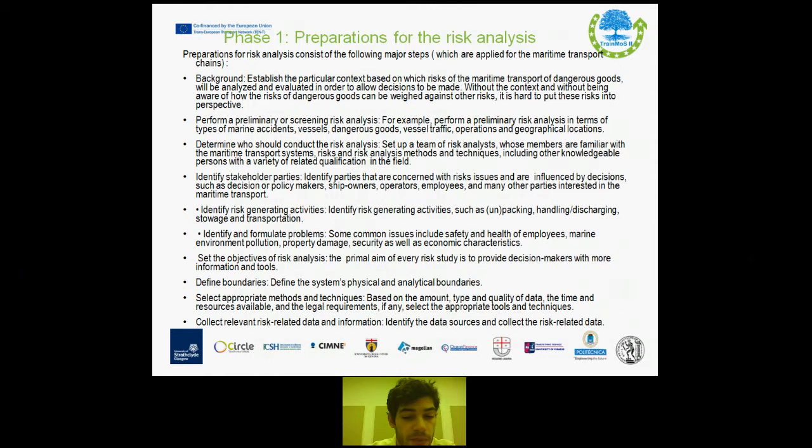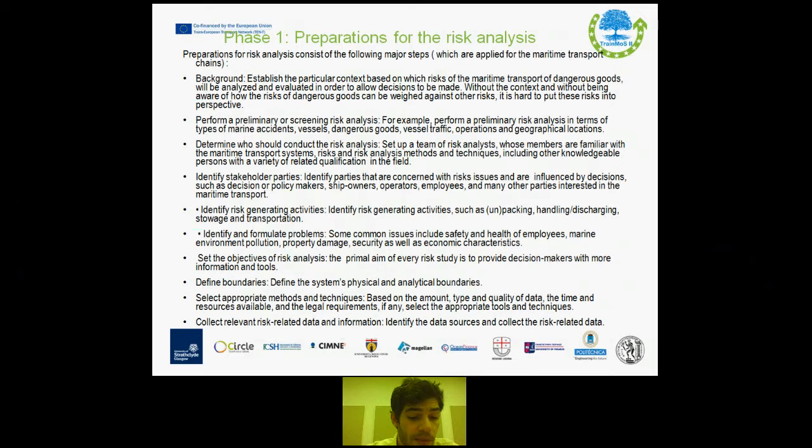Identify and formulate problems. Some common issues include safety and health of employees, marine environment pollution, property damage, security, as well as economic characteristics. Set the objectives of risk analysis. The primal aim of every risk study is to provide decision makers with more information and tools. Further on, we should define the boundaries. We should define the system's physical and analytical boundaries.